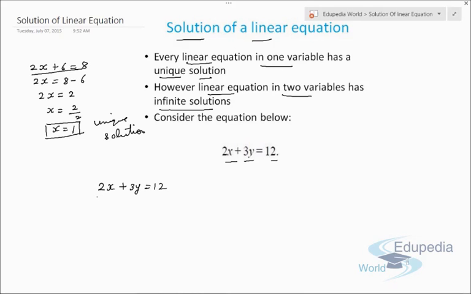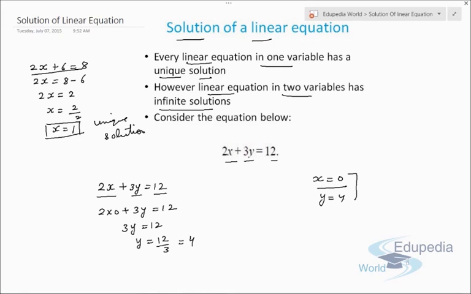So this equation can have as many solutions as there can be. Why? Suppose we say that x can take a value of 0. So for the corresponding value of x equals to 0, what do we get as the value of y? When we put x equals to 0 in this equation, what we get is 2 into 0 plus 3y equals to 12. So 3y will be equal to 12. Why? Because 2 into 0 equals to 0. So 3y equals to 12. So y equals to 12 upon 3. So the answer is 4. So for the corresponding value of x equals to 0, we get y as 4.